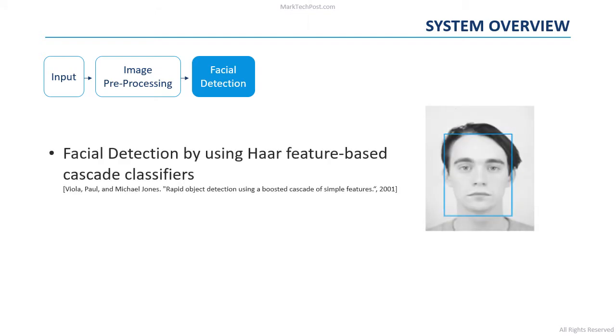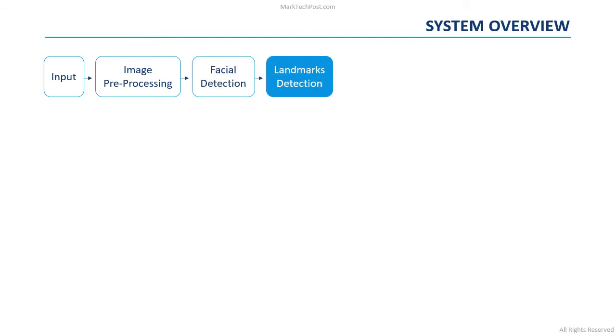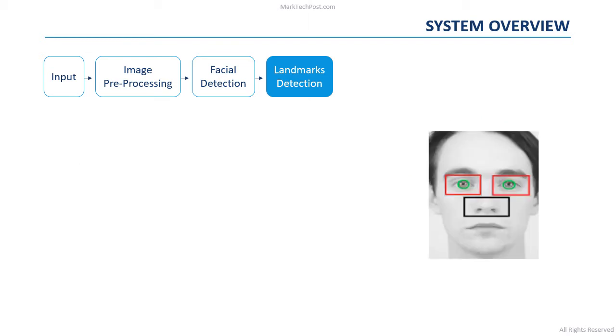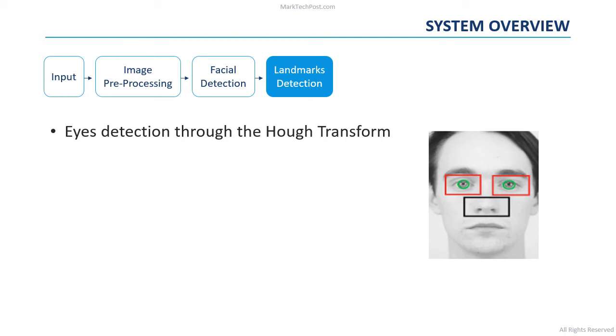The facial detection is performed by using Haar-feature-based cascade classifiers, a machine learning-based approach used to detect objects within an image. From the face of the image, the system has to detect the facial landmarks. These are the key points that describe the location of a facial component within an image, for example, the eyes or the mouth. The eyes detection is obtained thanks to the Hough transform, a technique used to detect the presence of circular shapes in a given image, so it is used to localize the eye centers. Then a bounding box is drawn around the detected eyes, taking the Hough circle as the centroid of the box.